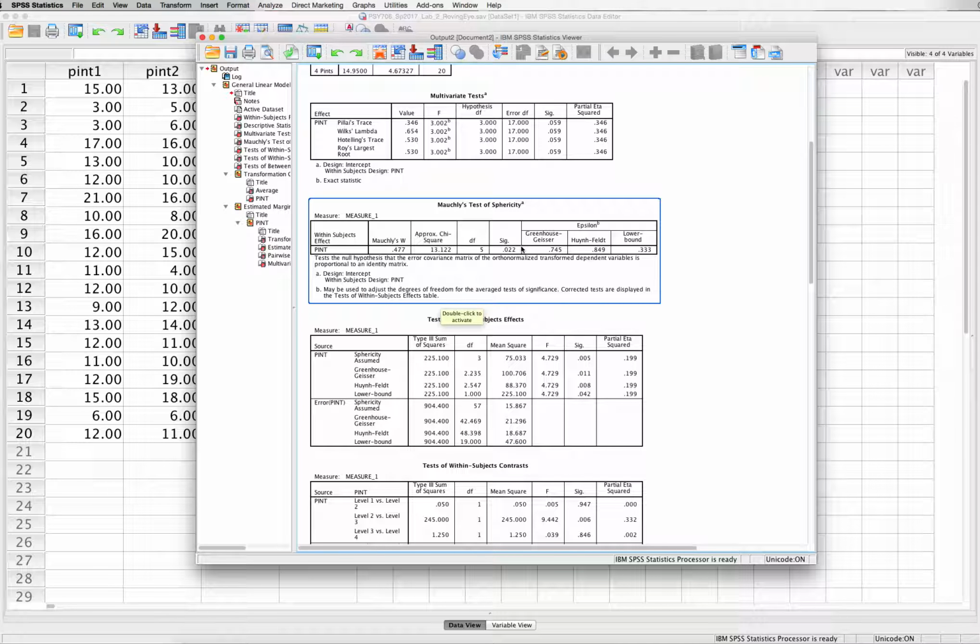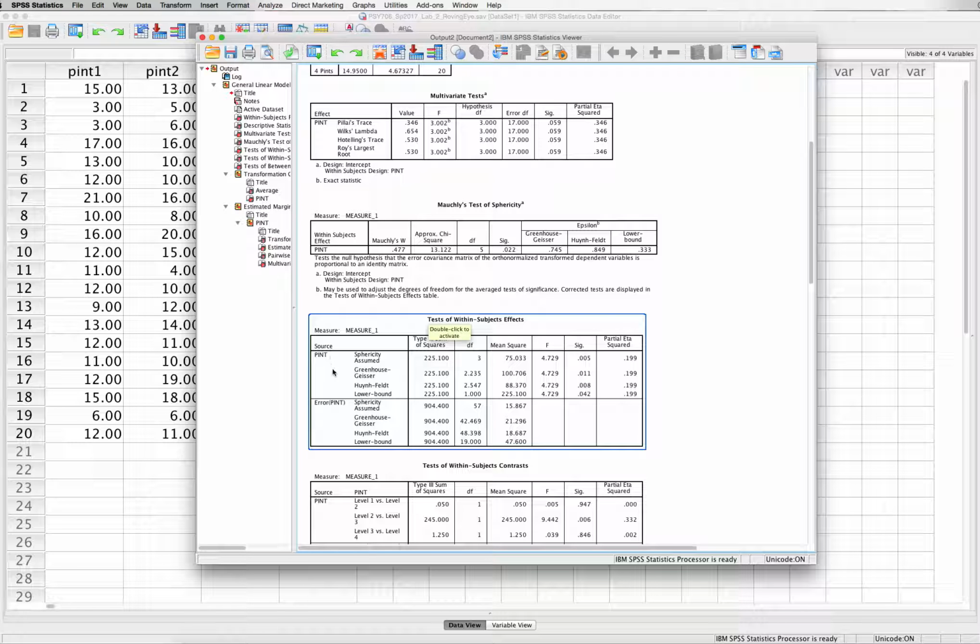So if Mauchly's test comes out to be significant, then when you're reading the table, you're looking at the row that says Greenhouse-Geisser, and we're not looking at the sphericity assumed. The Greenhouse-Geisser row basically adjusts for the degrees of freedom. We're not going to get into how we're adjusting for that. You can take a look at the book for that information. So all in all, we're basically looking at this row.